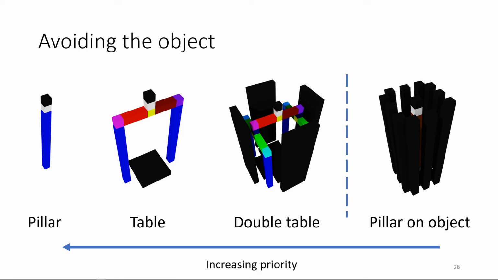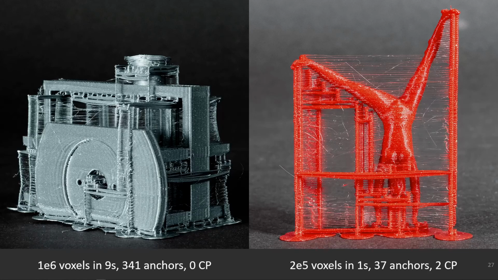Finally, if none of these structures are possible, we exceptionally create a contact point allowing a pillar to stand on an object. This happens rarely in practice. In fact, as you can see on the right, I had to try very hard for the algorithm to generate this kind of structure. Here are some objects printed without supports. Note that the stringing only happens between the supports and does not touch the object itself. It results from slicer optimizations.